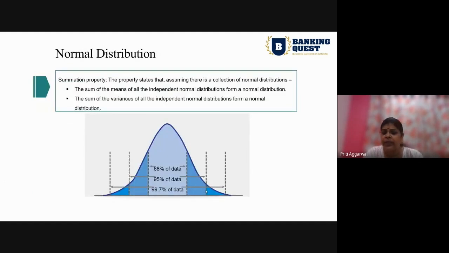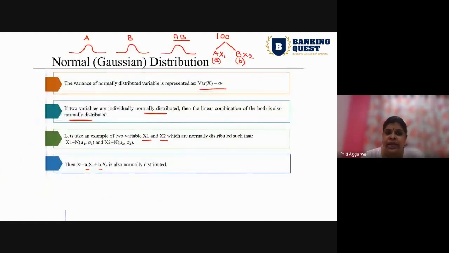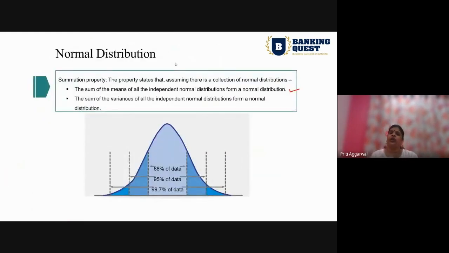The summation property states that, assuming there is a collection of normal distributions, the sum of means of all the independent normal distributions forms a normal distribution. That is what we already said in the previous slide, where I said that if I have n number of securities, and all the securities are normally distributed, their summation will also give me a normal distribution. And the sum of the variances of all the independent normal distributions will also form a normal distribution. That is what the summation property is all about.